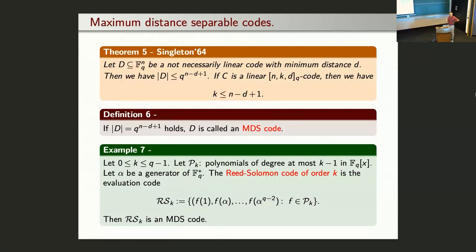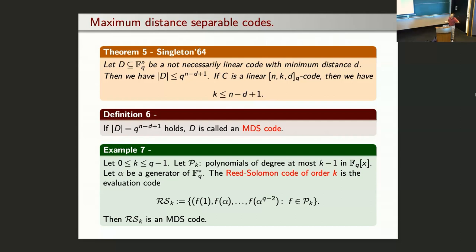And this is one of the most fundamental theorems of error correction. This is known as Singleton's bound. In fact, this theorem works for not necessarily linear codes. It says that if you take a linear code in an n-dimensional vector space, then the relationship between the size of k and the minimum distance is given by this inequality. In particular, if you have a linear [n, k, d] code, then k is less than or equal to n minus d plus 1. It's a very fundamental inequality, very easy to prove.